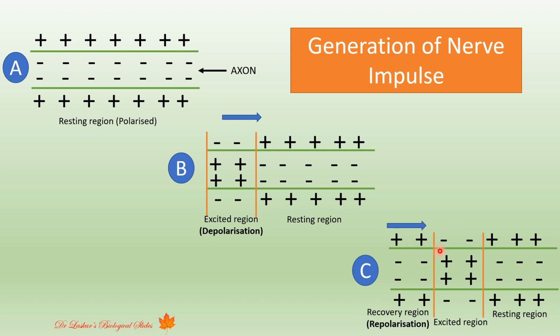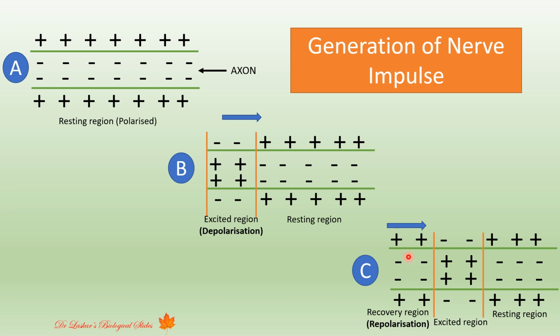This causes the adjacent area of the membrane to become more permeable to Na+, and Na+ ions rush inside the nerve fiber. The process creates the action potential in the adjoining area, while the original area returns to the polarized state.